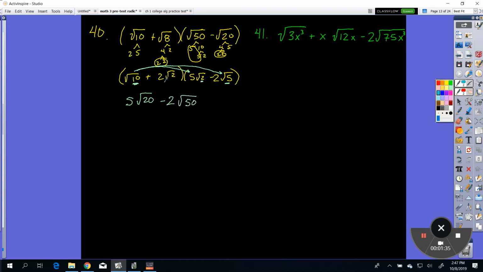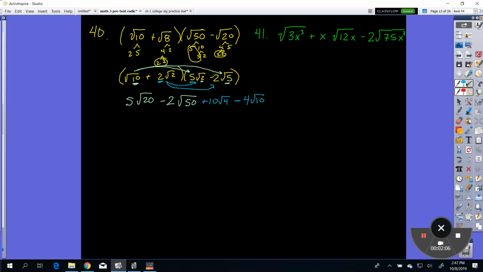So now I'm going to take 2 square roots of 2 times 5 square roots of 2. So the outside numbers, 2 and 5, they multiply together. So 2 times 5 is 10. And the square root of 2 times the square root of 2 is the square root of 4. And now I'm going to take this 2 square roots of 2 times negative 2 square roots of 5. So 2 times 2 is 4, but it's a negative because it's a positive times a negative. 4, and then 2 times 5 underneath is 10.